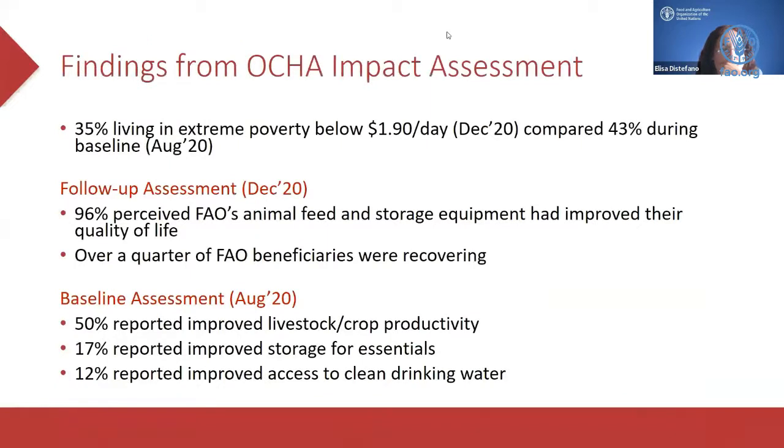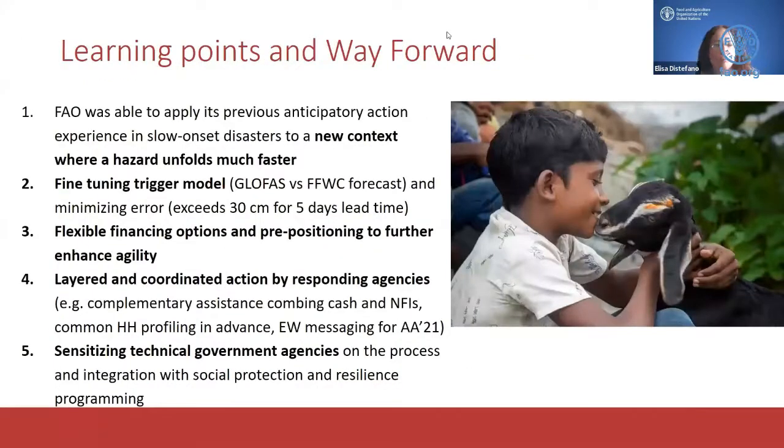There was another OCHA assessment that followed soon after this assessment. It had two rounds, and the findings more or less align. It's notable here that FAO beneficiaries had one of the highest rates of recovery compared to other responding agencies.